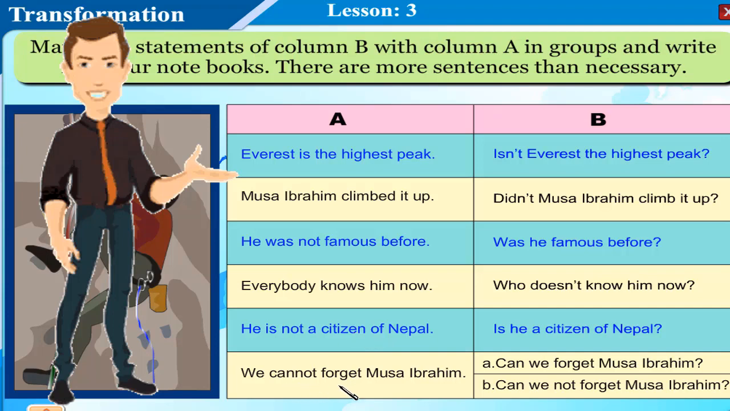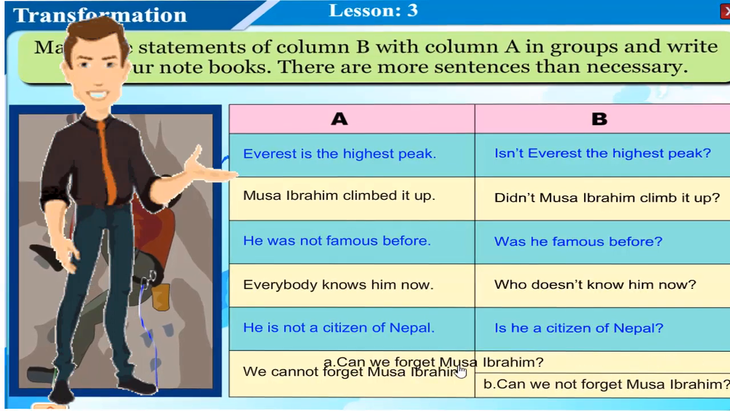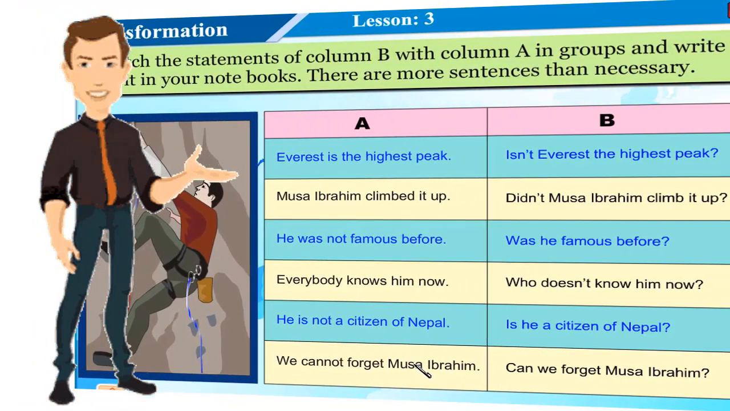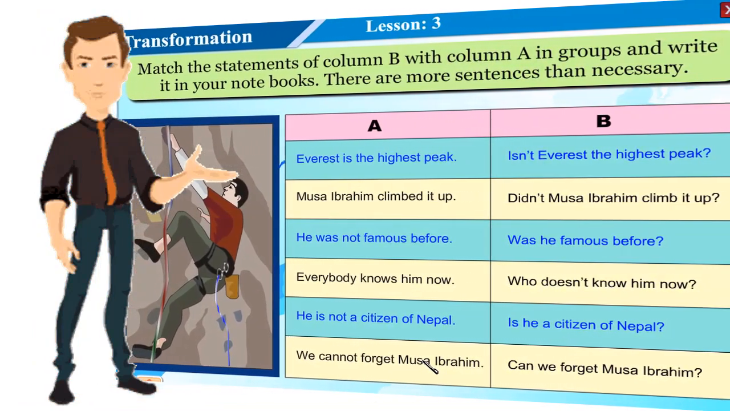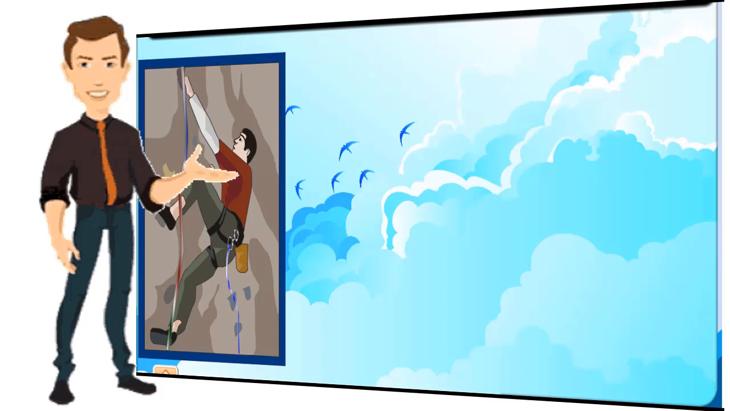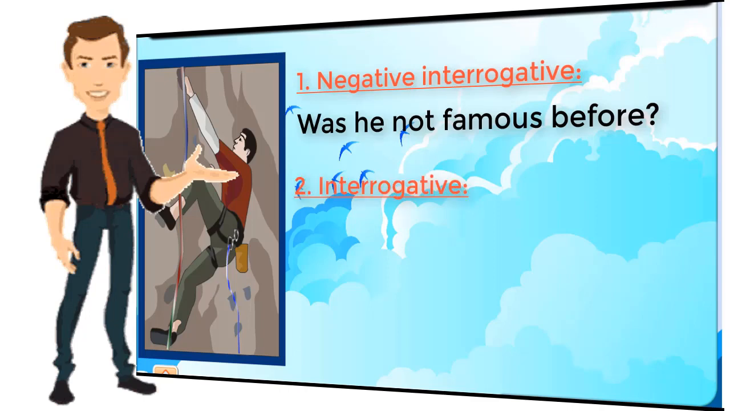Okay, next one. We cannot forget Musa Ibrahim. There is a negative symbol, cannot, so the answer would have a positive symbol. That means, can we forget Musa Ibrahim? Maybe it is the answer. Let's check. Yes, this is the answer. Okay, dears, I think you are enjoying the class and I hope you understand it. Okay, I would like to go to the next slide. Before then, I would like to show you what is negative interrogative and what is interrogative. Let's see.